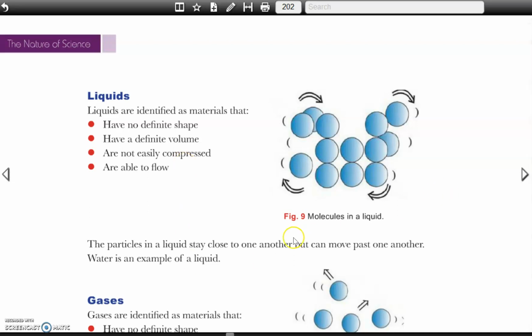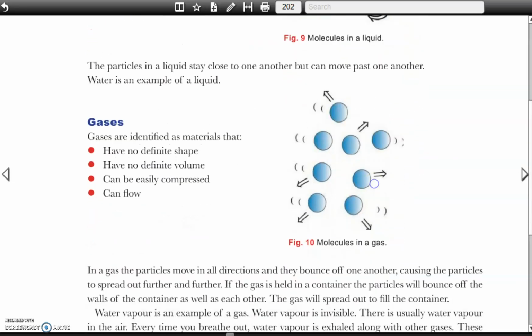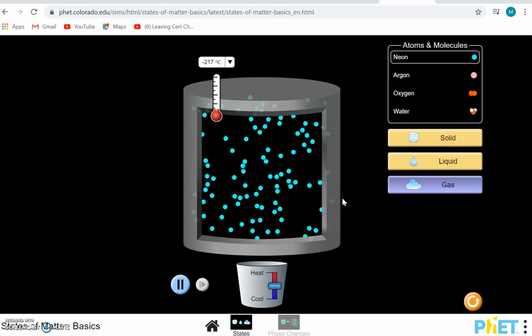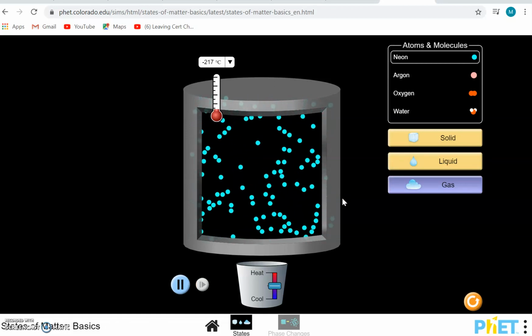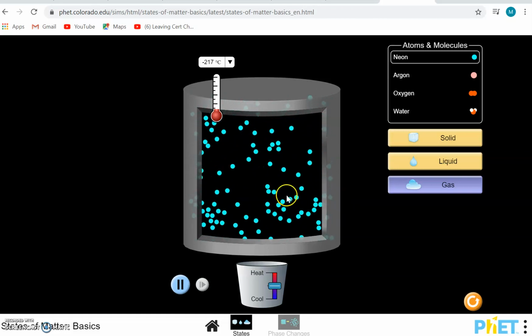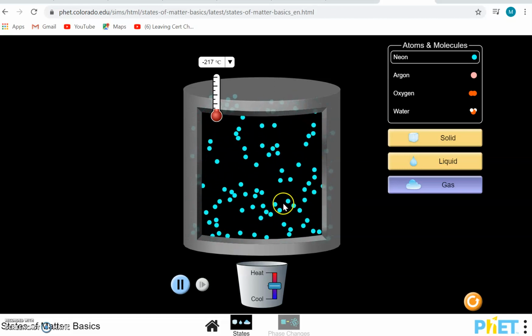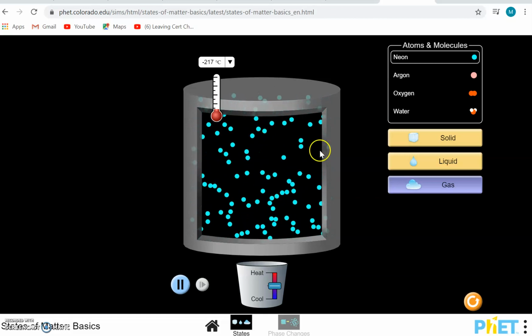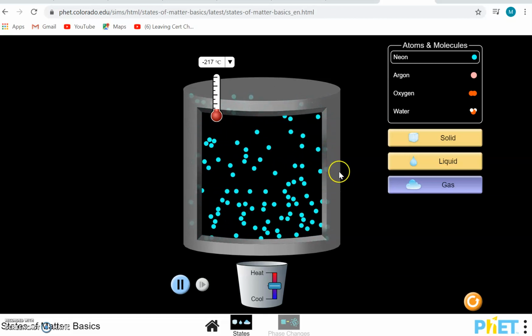Okay, and then finally we have gases themselves. So gases have no definite shape, they have no definite volume, they can be easily compressed and they can flow. Okay, so if we look at a gas from the context of PhET, we can see here there is the idea of a gas. Okay, so the atoms are moving all over the place. What they do is actually they move to fill up the whole volume of the container that they're in. You'll notice that there is lots of energy, so they're moving around, and there's lots of space between the atoms as well. And this is important because that allows a gas to be compressed.